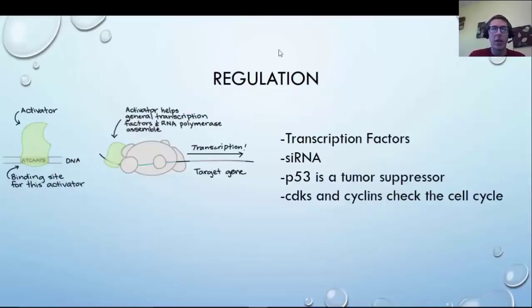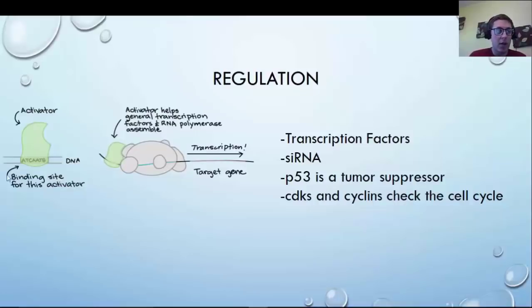Regulation. We talked a lot about regulation. Most regulation is due to transcription factors. Remember, we talked about that with cell signaling. You get something to come bind a receptor. That's going to cause an amplification, and then that's going to make transcription factors, which are going to turn other things on. That's how you get the cell signaling pathway.